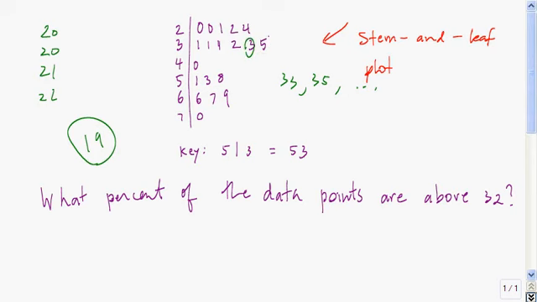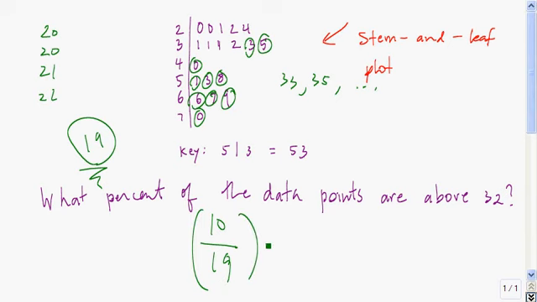I have 1, 2, 3, 4, 5, 6, 7, 8, 9, 10. So I have 10 data points above 32, and I want to divide that by the total number of data points to find the percentage. And then I'm going to take that decimal and multiply it by 100%, and it will give me the percentage. So we plug that into the calculator, and we get around 52.6%.